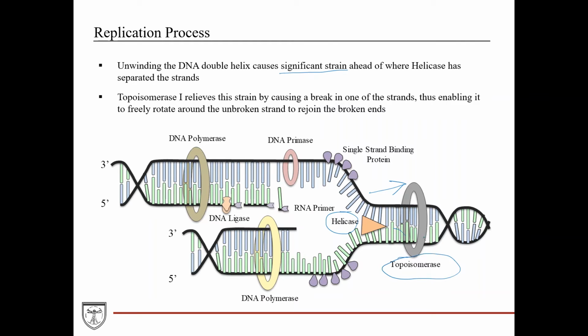And what it does is it actually causes a break in one of the strands that allows the strand to break free and rotate around the unbroken strand. So it's essentially like untying a knot. So it rotates around like this, and then it can rejoin the two broken ends and then relieve some of that strain.